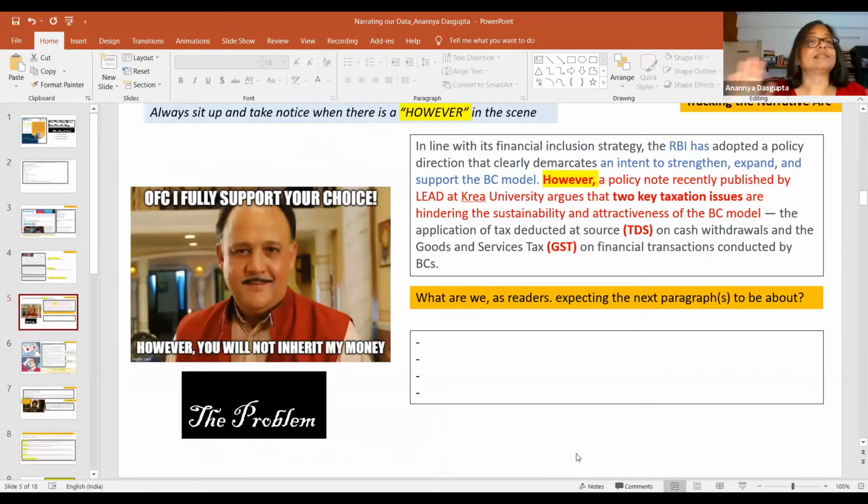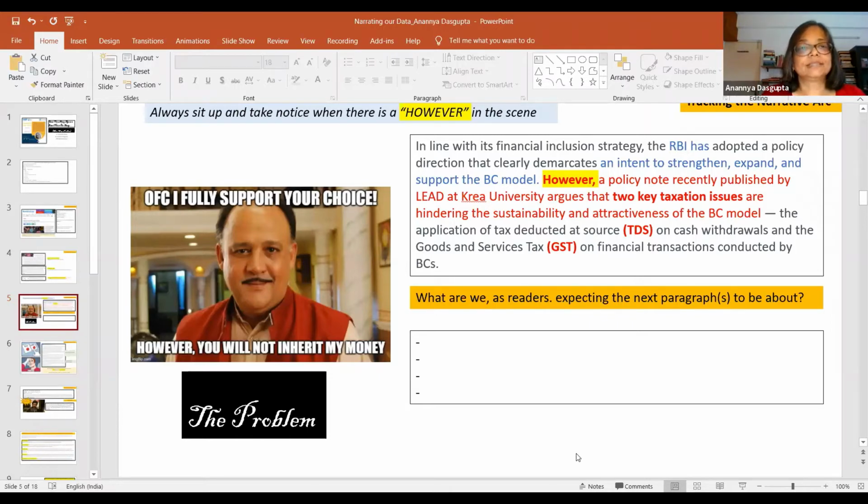And here's what I will say, right? Anytime there is the word however, and equally the word yet, we need to sit up and take notice, because that's when we know the problem is being introduced. Sameer, may I request you to read the text that I have excerpted?